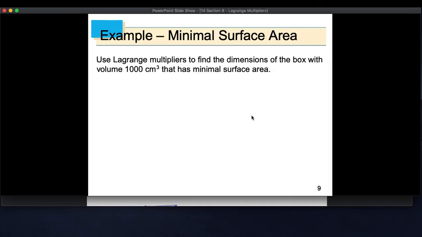Let's try one more before we move on to a little bit more complicated Lagrange multipliers. Yes, it gets a bit more complicated, but again, the same process. Here, we're going to try to minimize the surface area of a box that has a volume of 1,000 centimeters cubed.